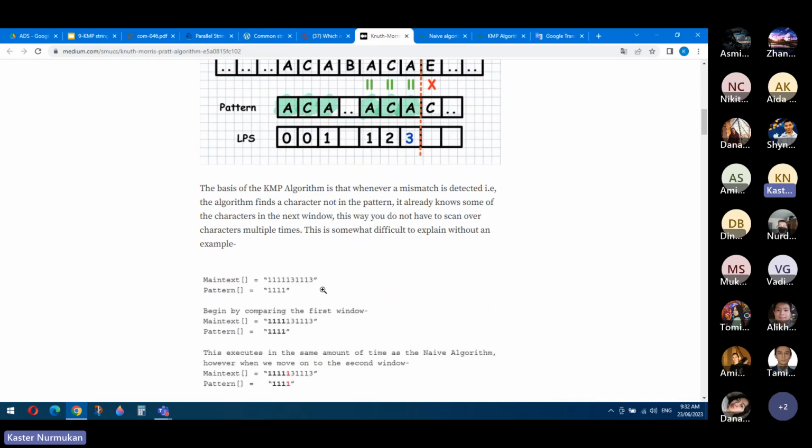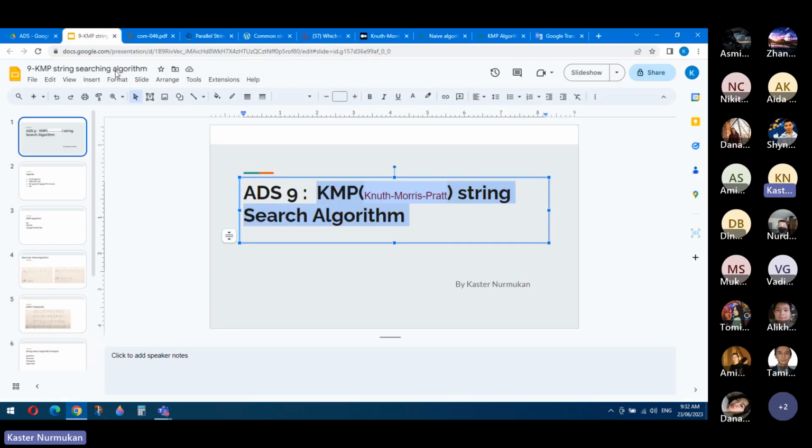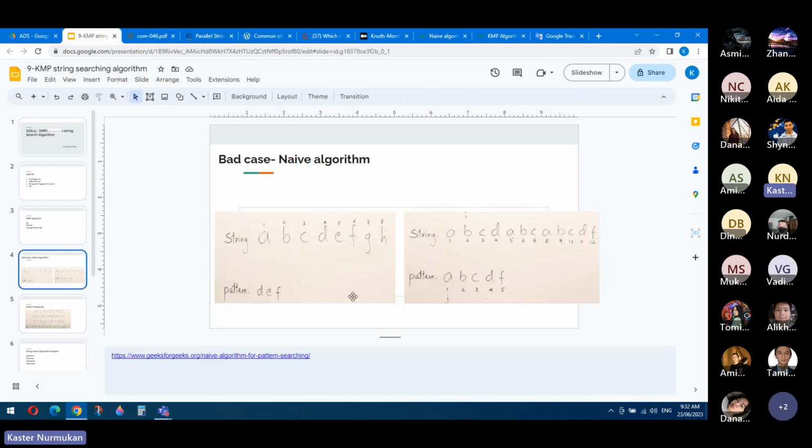How does it work? Let's explain with several examples. For example, the naive algorithm. Say A B C D E F G H, and we're trying to find DEF. DEF is at index 4, 5, 6.